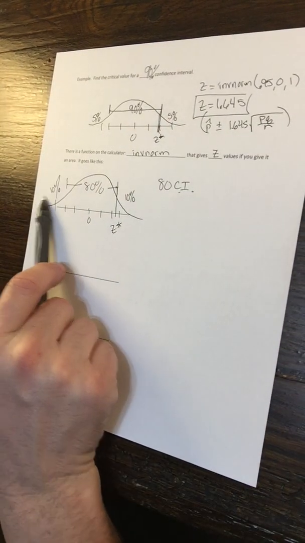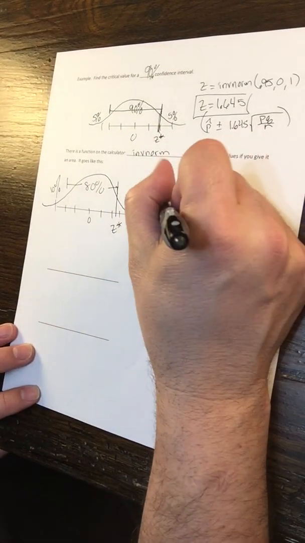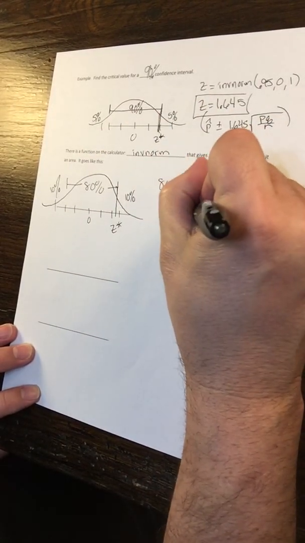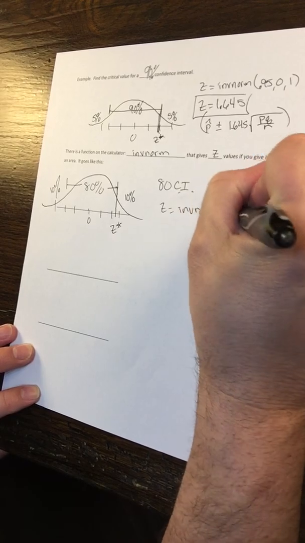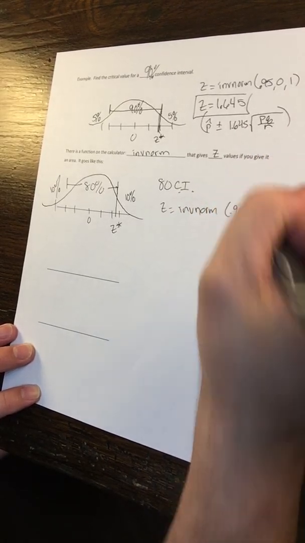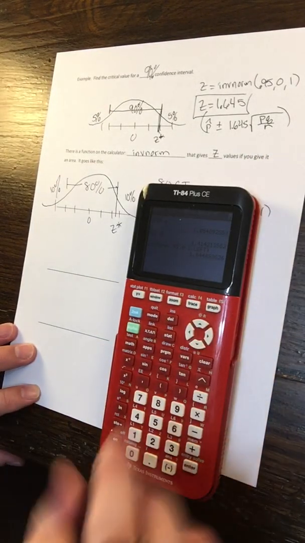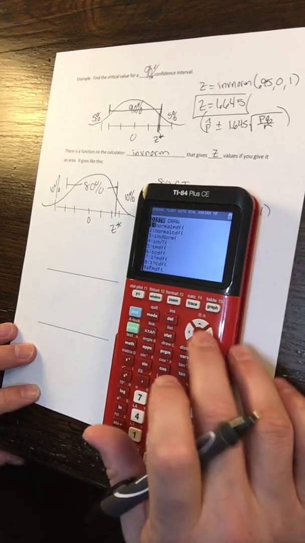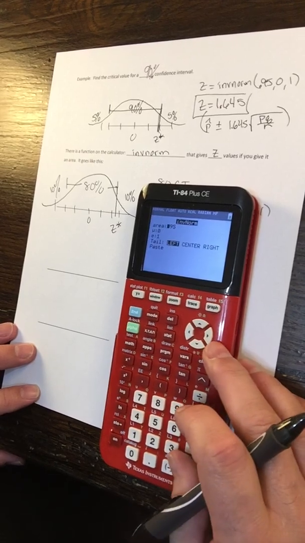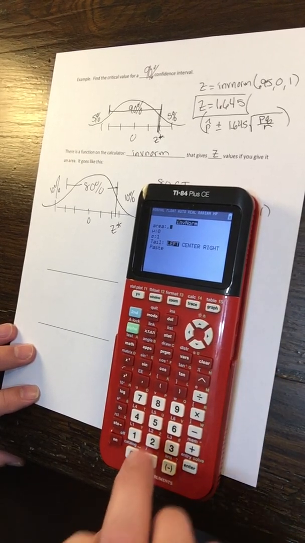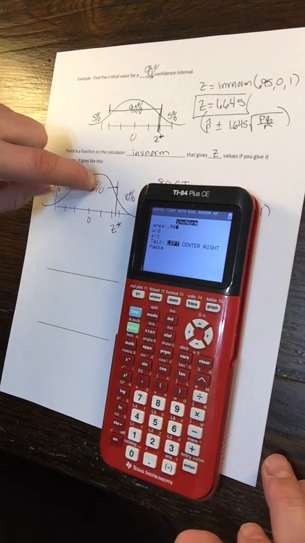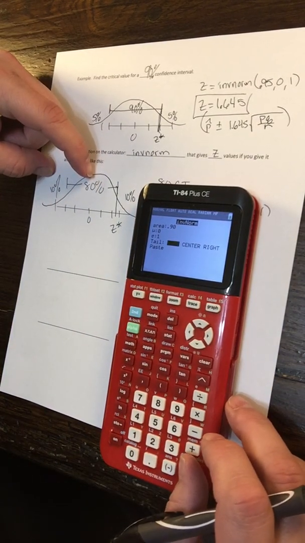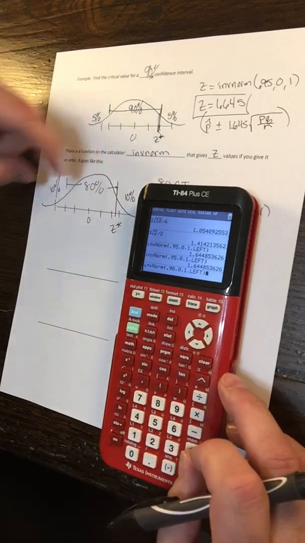Right? So I'm going to do an inverse norm with 90%. Here we go. Z equals inverse norm 0.90 with a 0 and a 1. Okay? So go back to my calculator. And I'm going to go second variables to get to the distribution menu. Go down to inverse norm. I'm going to put in 0.90 for the 80% in the middle plus the 10% in the tail. 90. And it's always as a decimal, guys. 0, 1. It'll be in the left. I go down and paste.